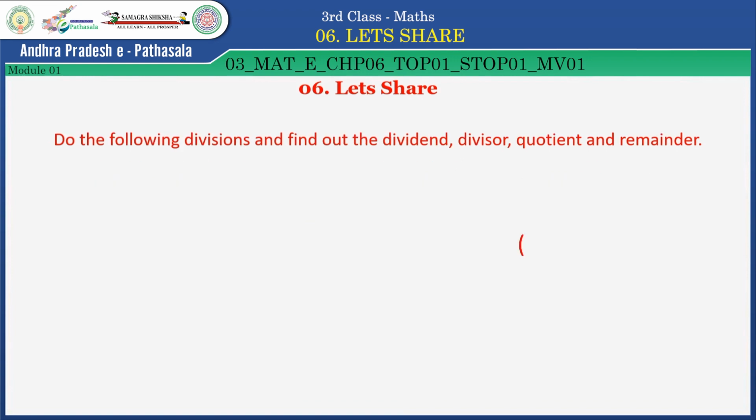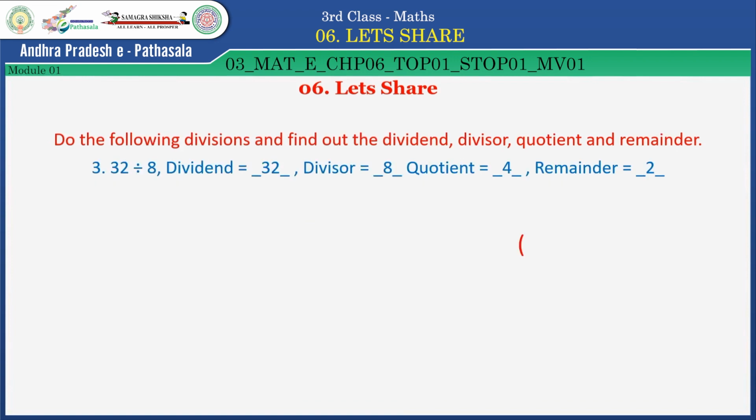See the third one. Here also it is given, do the following division and find out the dividend, divisor, quotient and remainder. Here it is given 32 ÷ 8. Clearly here divisor is 8 and the dividend is 32. In the 8 table, 8 4s are 32. 32 minus 32 is 0. The quotient is 4 and the remainder is 0.